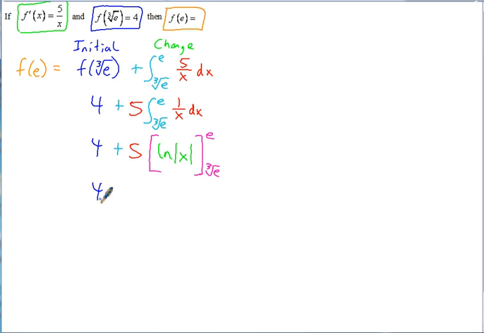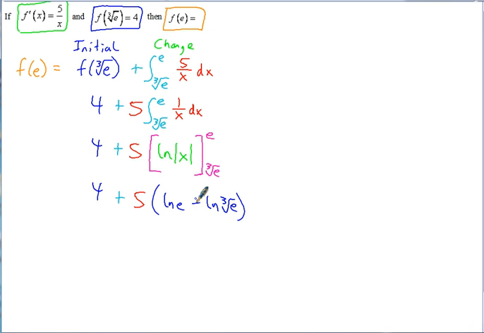So you have 4 plus 5, and then we substitute those in, you get natural log. Well, e is already positive, approximately 2.71. So that's going to become the natural log of e minus the natural log of cube root of e, which is also positive. So the absolute value doesn't affect it either. If you did plug in a negative number, the absolute value would just change it to a positive.